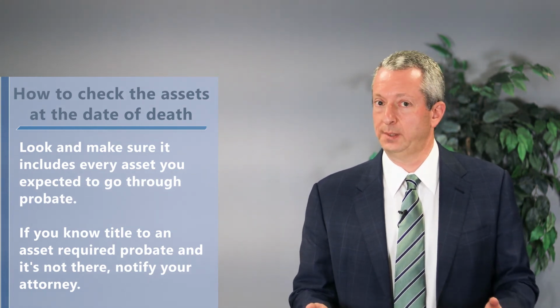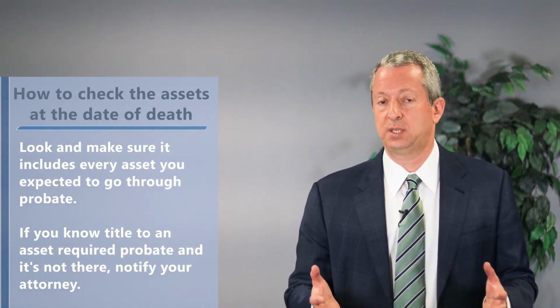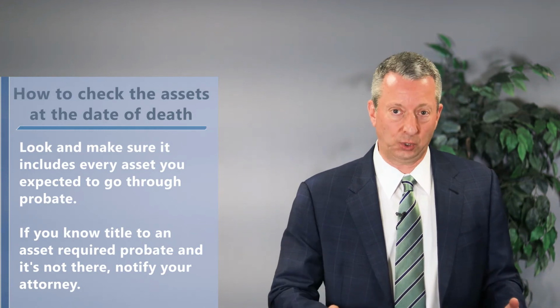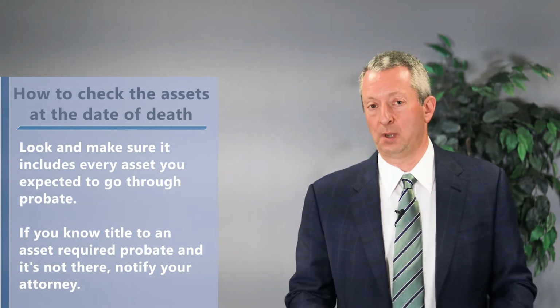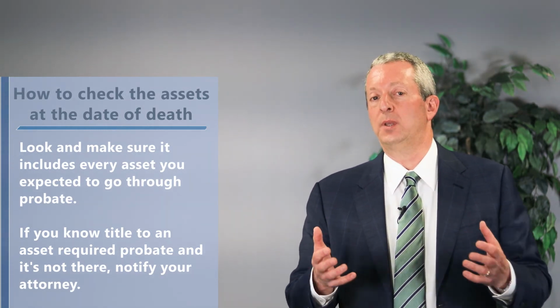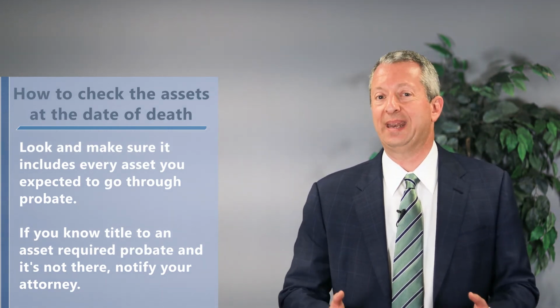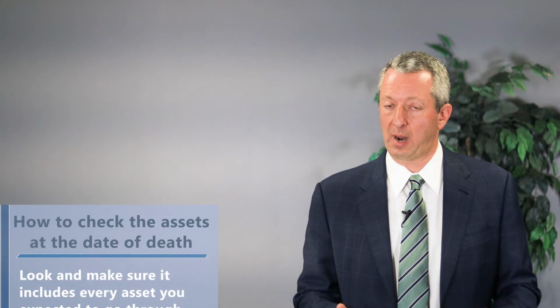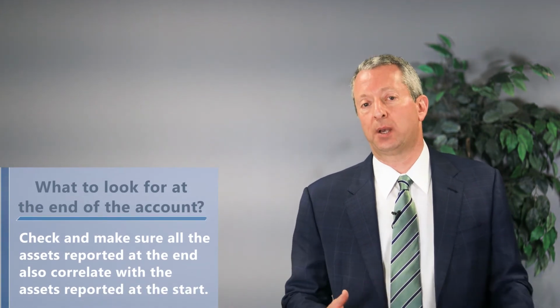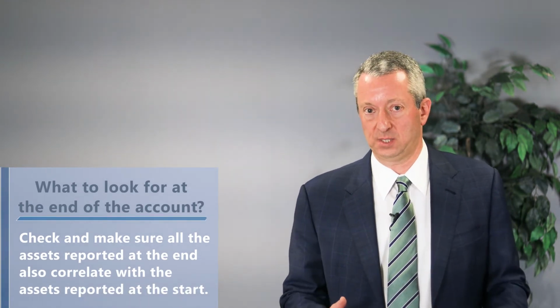Now, there can be legitimate reasons. You may have an asset that passed, for example, by a beneficiary designation, so it didn't go through probate. But if you know that title to that asset required it to go through probate and it's not there, there is a problem in the account, and now is the time to address it. In looking at the schedule for assets on hand at the end of the estate, you want to see that it correlates back to the assets that are reported at the beginning of the estate.